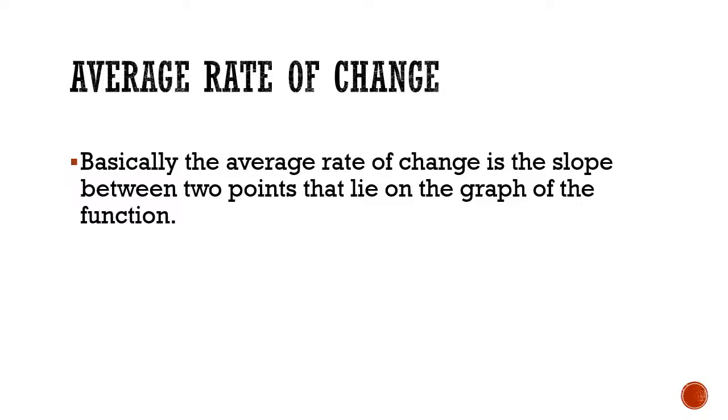Now, average rate of change. Whenever you see average rate of change, I want you to think slope, because that's all the average rate of change is. It's the slope between any 2 points that lie on the graph of the function. That's not saying that there is a straight line between those 2 points. In fact, the graph may curve greatly between the 2 points. But the average rate of change is the slope of the line that you could draw between the 2 points.